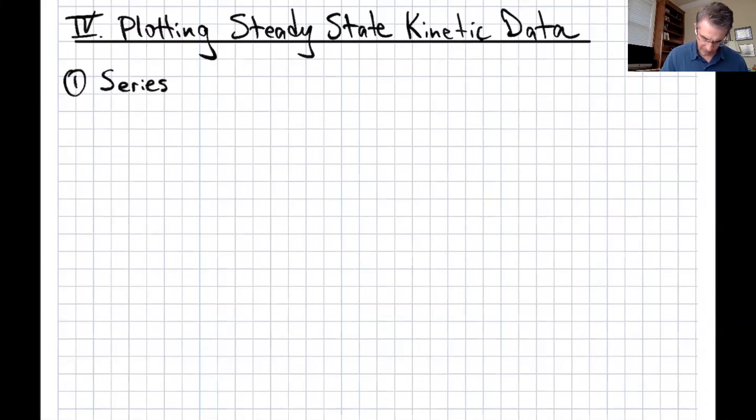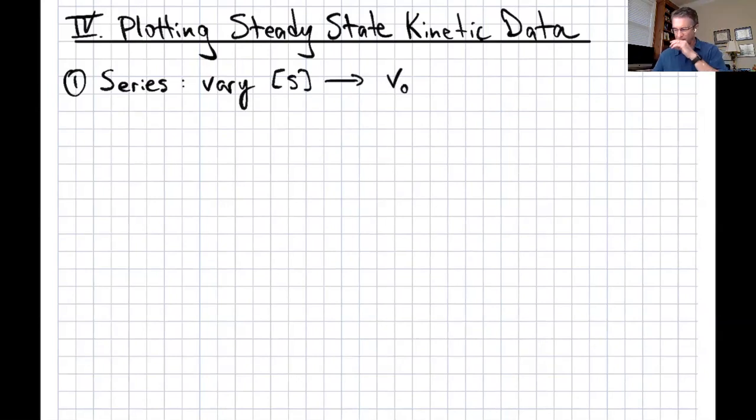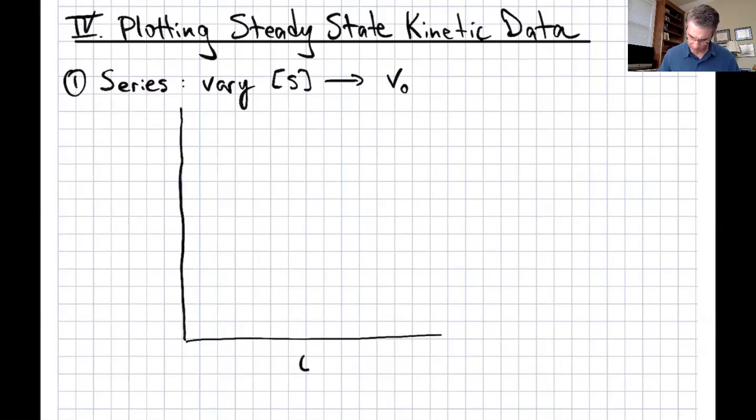You run a series of experiments in which you would vary the concentration of the substrate, right? And then measure the initial rate, right? And then from that data set, you should get data as a function of time, right? And here we're measuring the concentration of product, right?